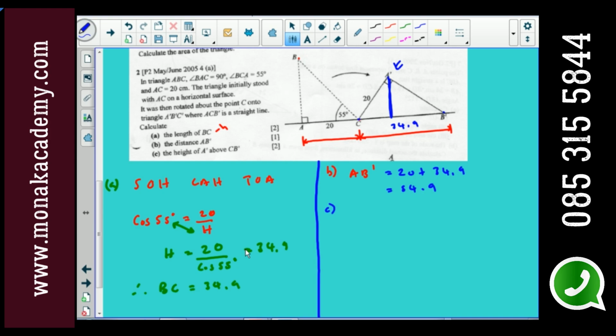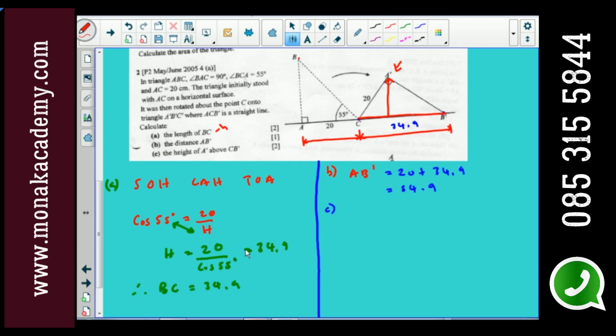Was that obvious? Was that clear to you before I drew the line? The question you have to ask yourself, it should be straightforward. Height of A complement. Where is A complement? There is A complement. Above CB. What is CB? CB is line CB, right? Which one is line CB? Line CB is here. So they say the height. So they want this distance. Isn't it?